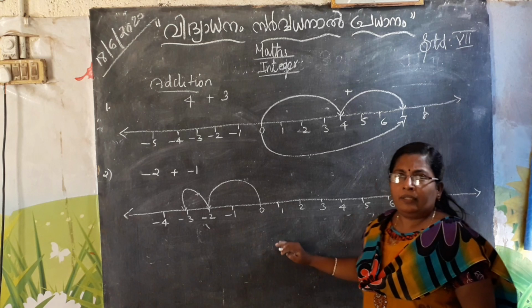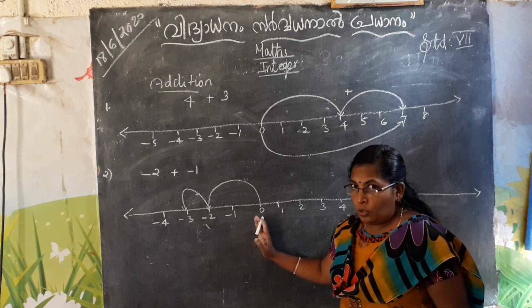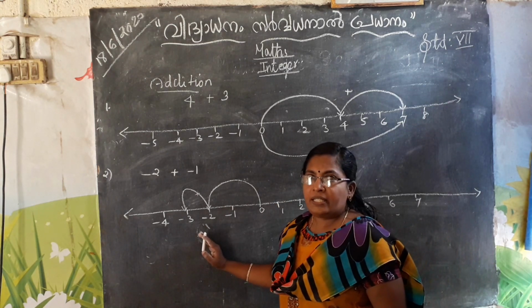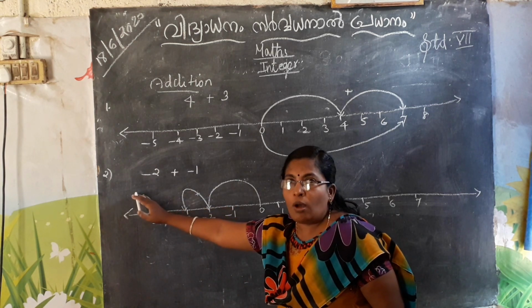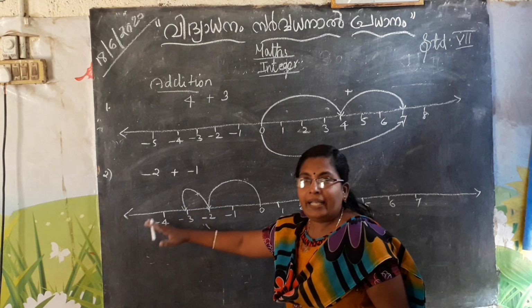So what do you understand? When we add two negative integers, we move to the left side of 0. We move to the left side.